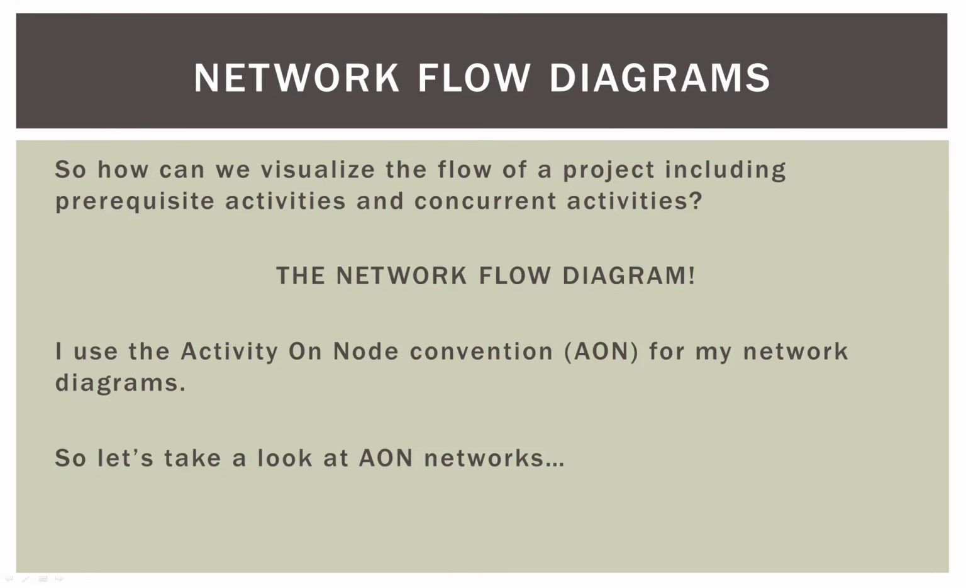Now, there are a couple of different kinds of flow diagrams. I use one that's called activity on node, or AON, for my network diagrams. There's an activity on arrow convention, but I don't prefer that one very much because it involves using dummy nodes and stuff like that. So I stick to the activity on node. You really don't need to know a whole lot about that. Just know that there are a couple different ways to do this, but I prefer the one we're going to do today. So let's go ahead and take a look at AON networks.